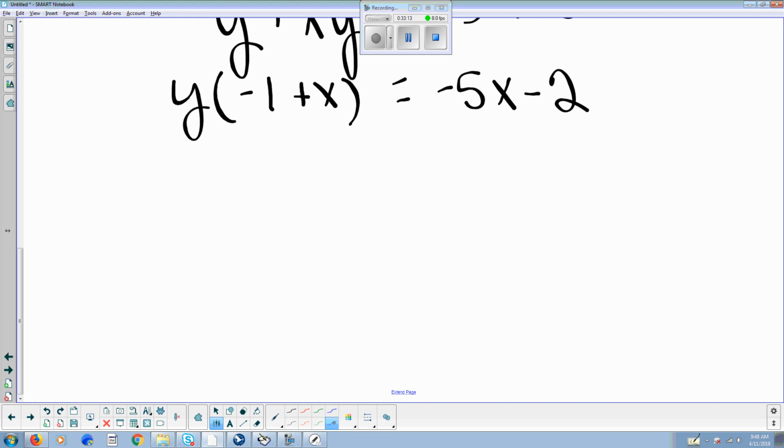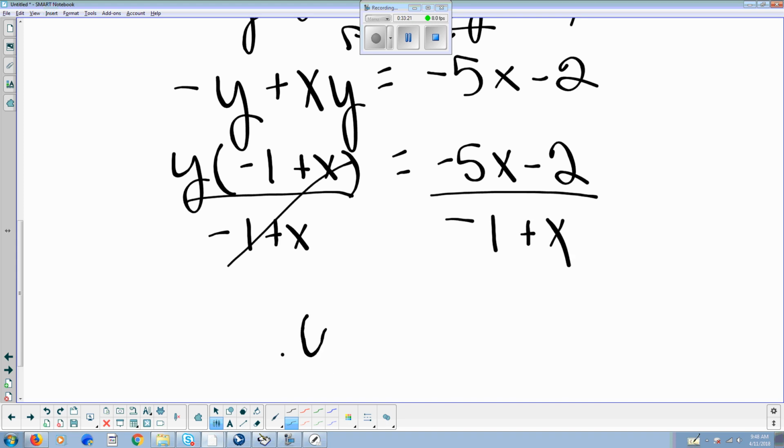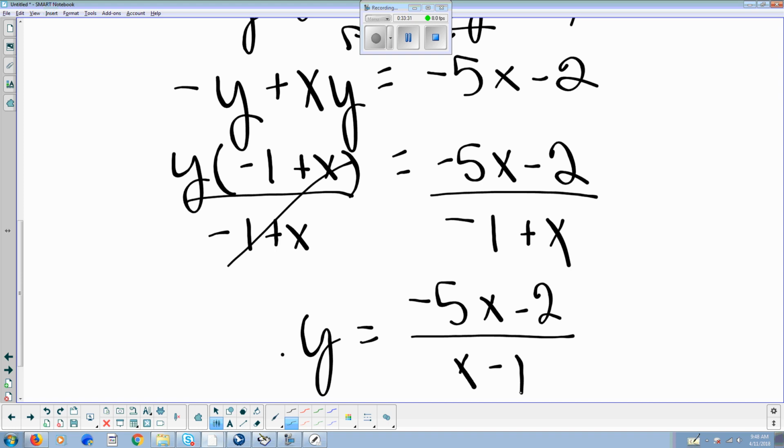To get y alone, what do we do? Divide by -1 plus x. That gives me y equals -5x minus 2, and I just about bet you're going to like the way it looks better if I put x minus 1. So this is your inverse, once you get the y alone: -5x minus 2 over x minus 1.